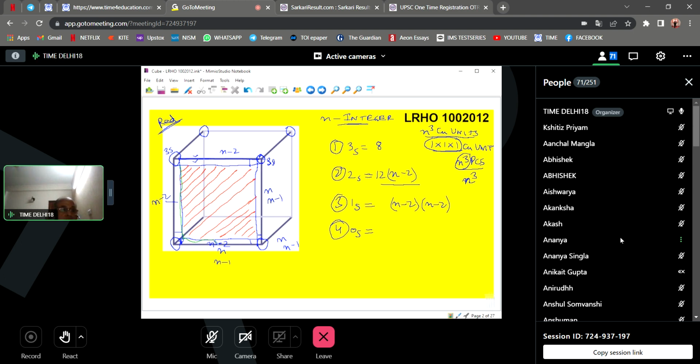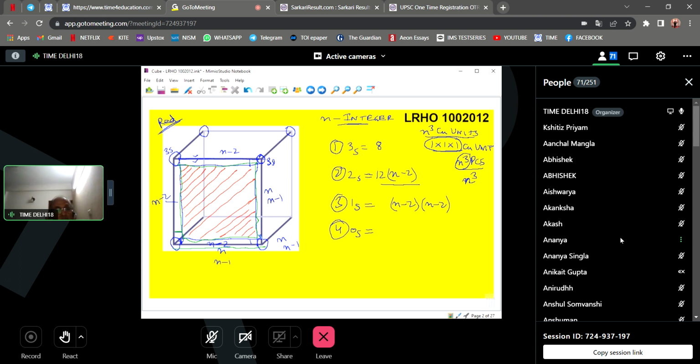This square: the length and the breadth of this square is n minus 2 units. This length is n minus 2. Why? Because this length is n, and this length is n minus this. I've just taken one layer, the top layer here.